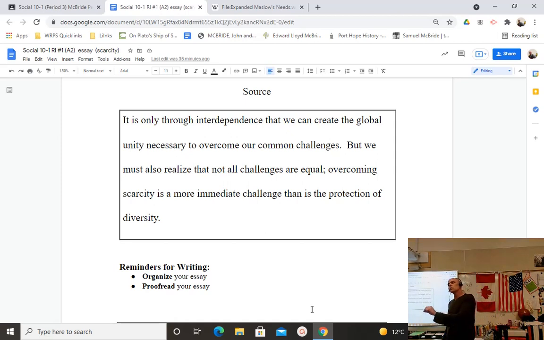So at the end of related issue 2, we're going to take an opportunity to go back to some grade 9, and we're going to study the Industrial Revolution and capitalism and give you an opportunity to breathe that into this essay.